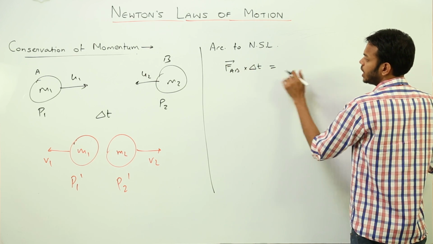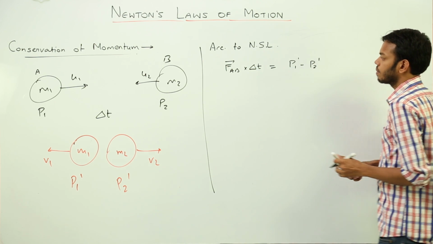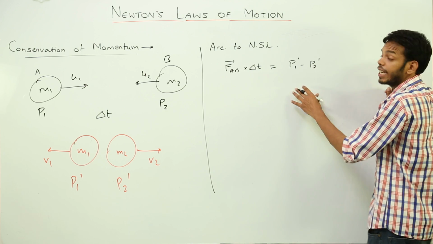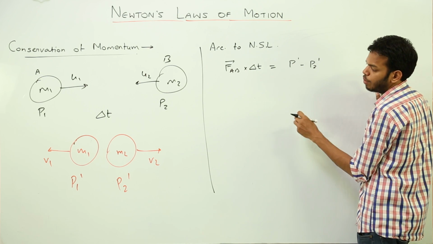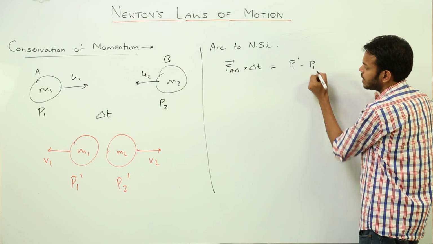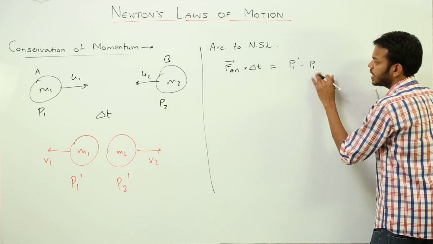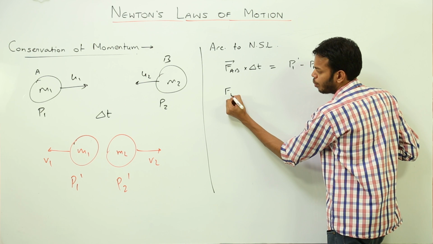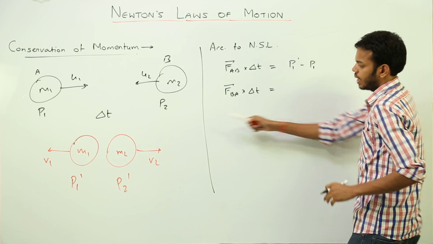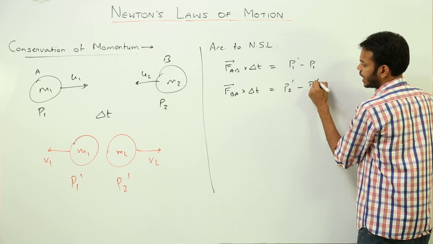So force on A due to B into delta t is P1 dash minus P2 dash, right? Is this statement right? This is the change in momentum of the body A. Very good, this statement is not right. It should have been final momentum minus initial momentum, so P1 dash minus P1. P1 is the initial momentum of this body and P1 dash is the final momentum of this body. Similarly, force on body B due to A into delta t will be equal to final momentum minus initial momentum, that is P2 dash minus P2.